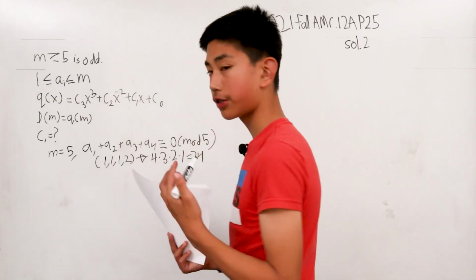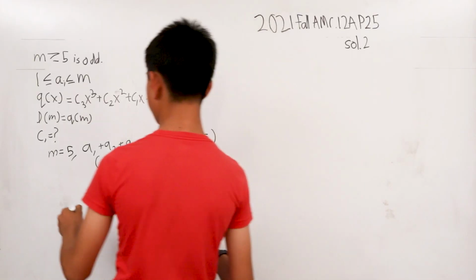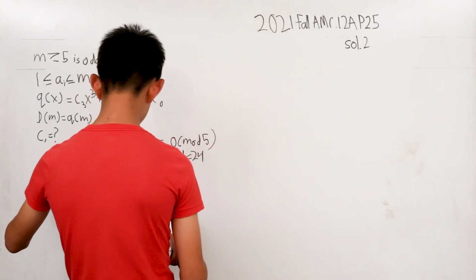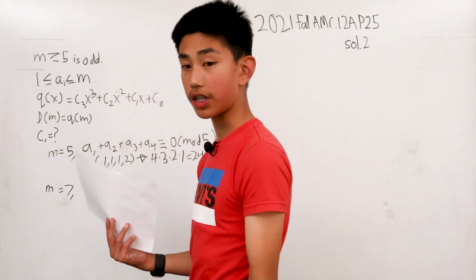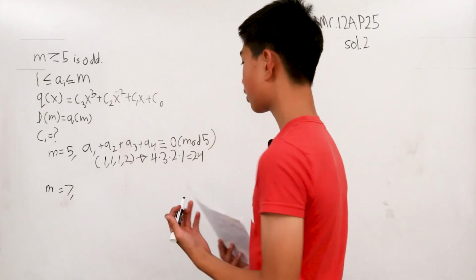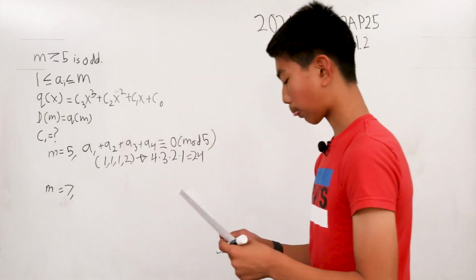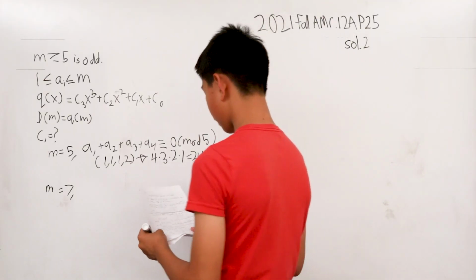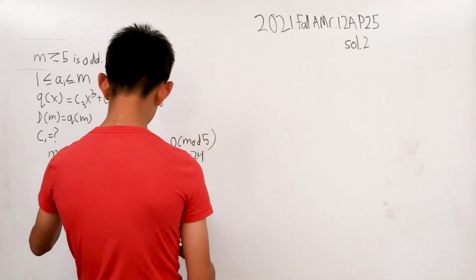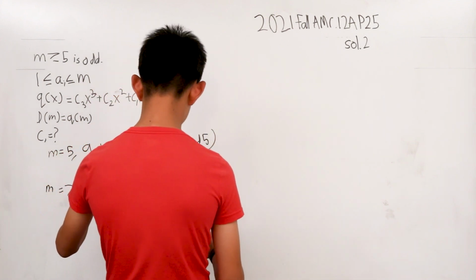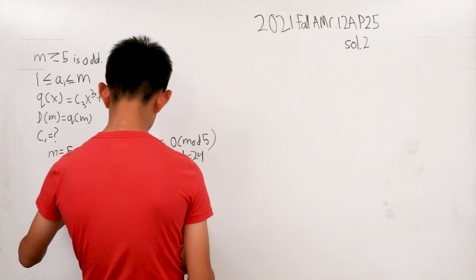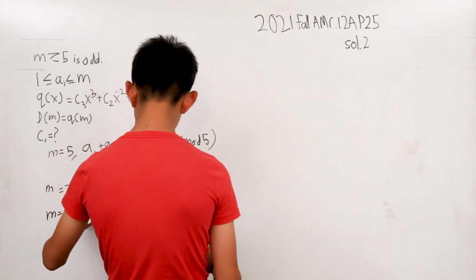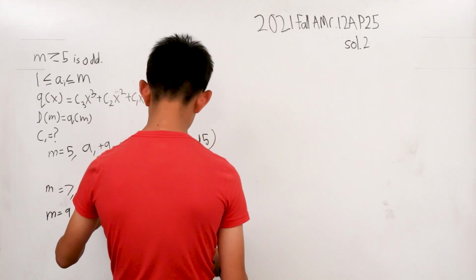So if we use the same logic, the next odd number for m is 7. The sum now has to be 0 mod 7. So you can just try and list it out and find the factorial of that. So d of 7 is 120. Now when m is 9, d of 9 is 336.